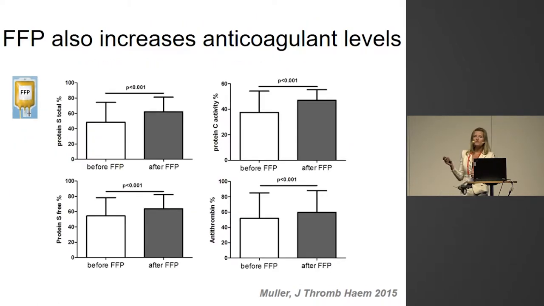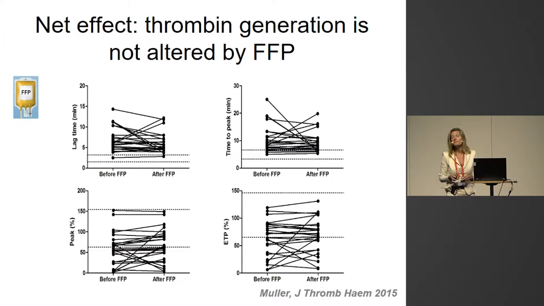But plasma is a soup of proteins. Everything is in there. There are also anticoagulant proteins in plasma. So if you infuse it, of course, the level of the anticoagulant proteins, antithrombin and protein C, also goes up. So what is the net effect of that?